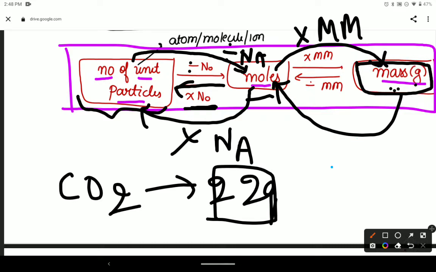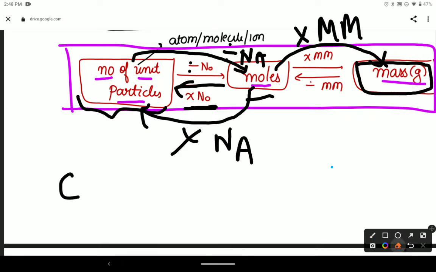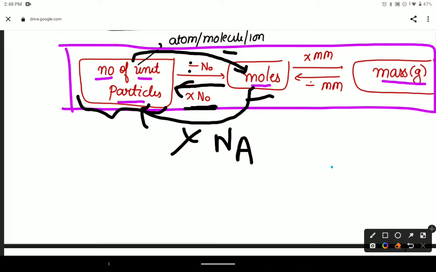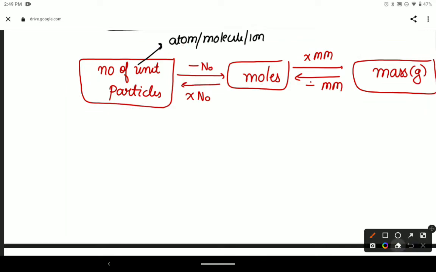So these are the important things. I'll clear everything and, see, you can take a screenshot of this. Okay, this is the thing: the number of unit particles is given for calculating the number of moles. I hope I am not taking too much time. Okay, I hope everybody understood. I already explained. If you didn't understand, please play it backward and then listen.